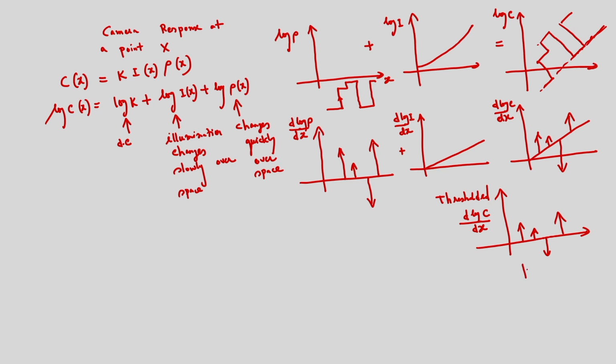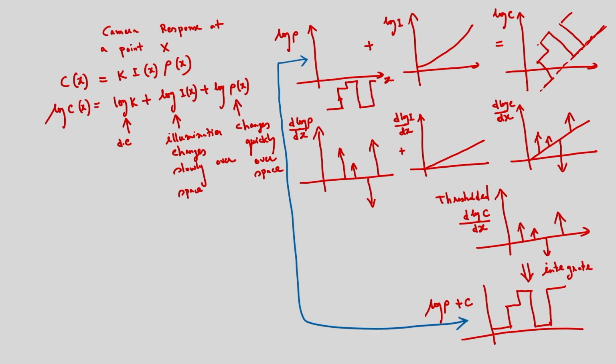And after this, if I take the integration of this, then I will be getting log rho plus the integration constant c. That is, the lightness is recovered, you can see. So you can see here, I am just recovering this one. So this is recovered. That means the lightness is recovered, that means I am recovering the reflectance. That is the concept of this theory.